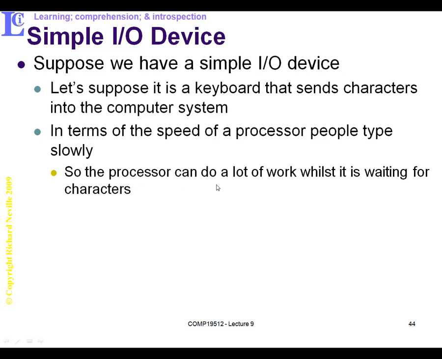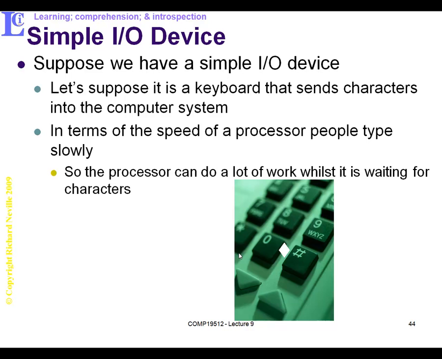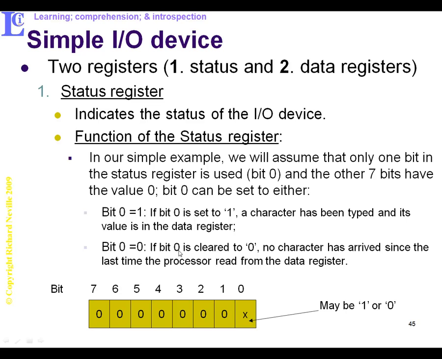So the processor can do a lot of the work and wait for a character to be pressed, so it could keep scanning the keyboard. So here's the keyboard and a key would be pressed. How would we deal with this then? Well, first let's name the particular types of register. There's two registers we're going to use for a keyboard. One's the status and one's the data.